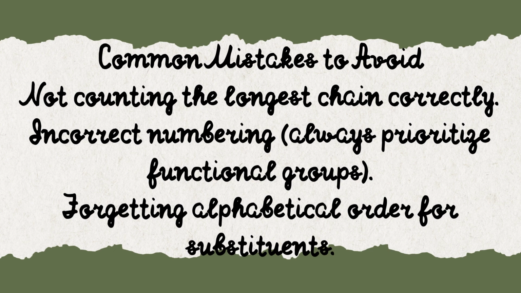Last is the common mistakes that you have to avoid. Number 1 is not counting the longest chain correctly or incorrect numbering. Always prioritize the functional groups. And do not forget the alphabetical order for the substituents.